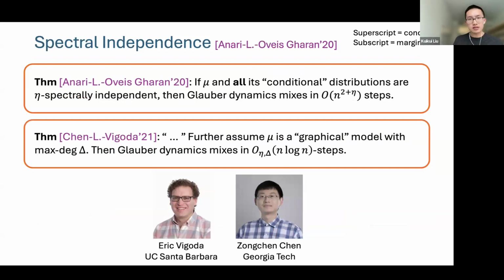Now, polynomial time mixing is nice, but it's not practical by any means, right? If this parameter eta is even, let's say, 3, then the first theorem would give n to the 5 mixing, which is still useless for practical applications.